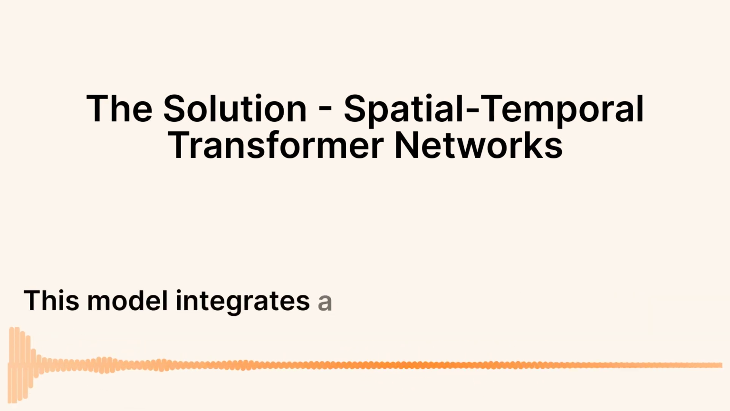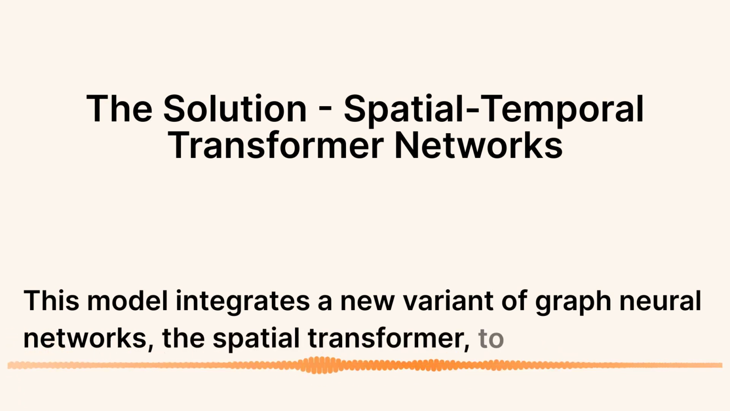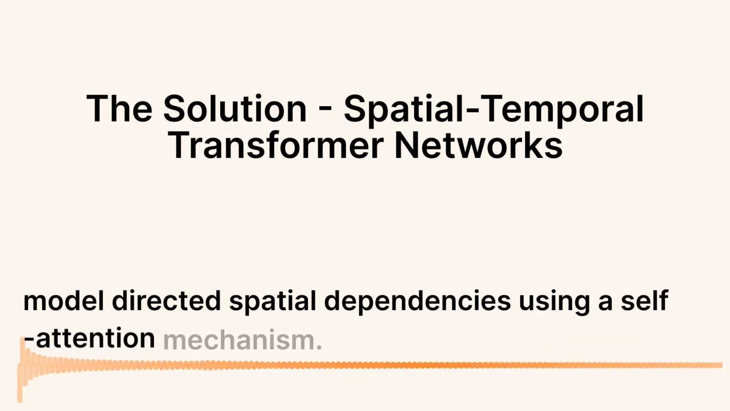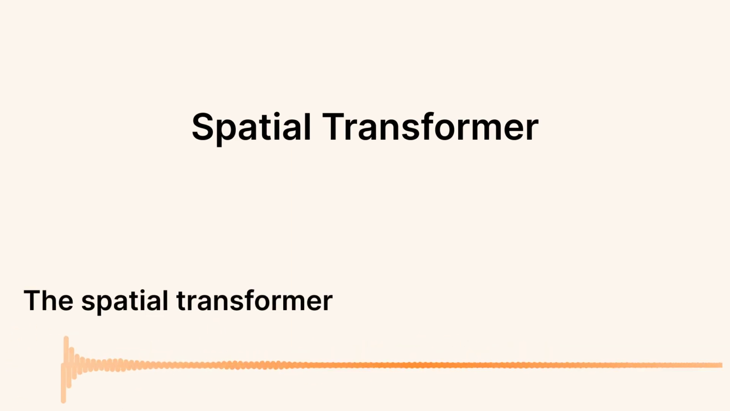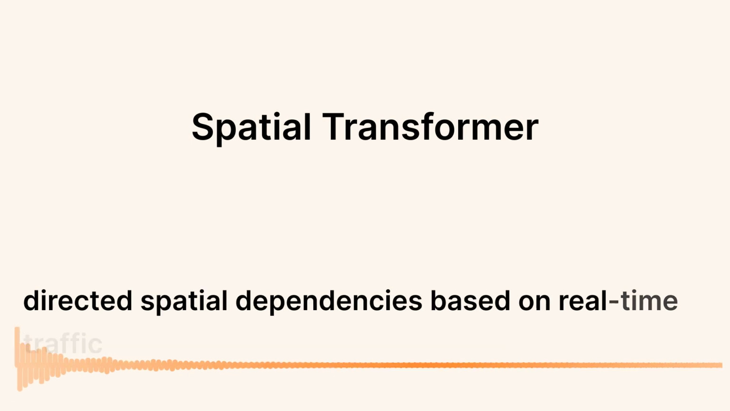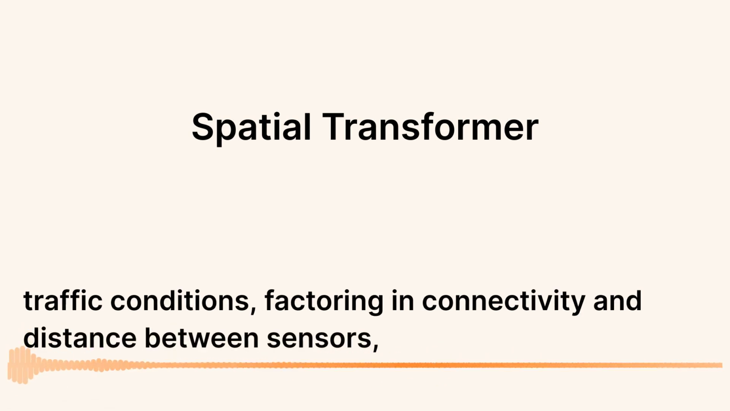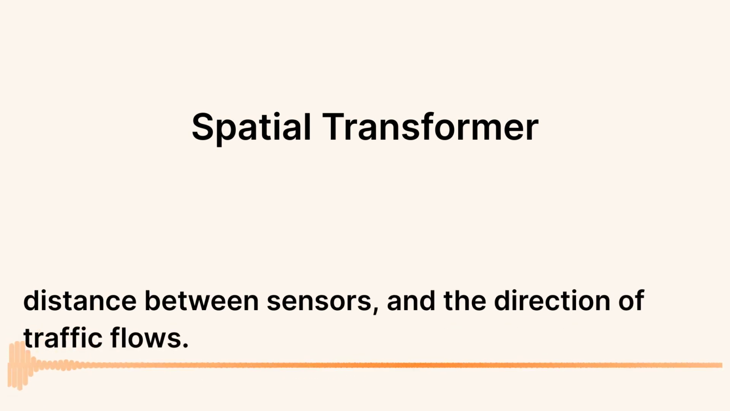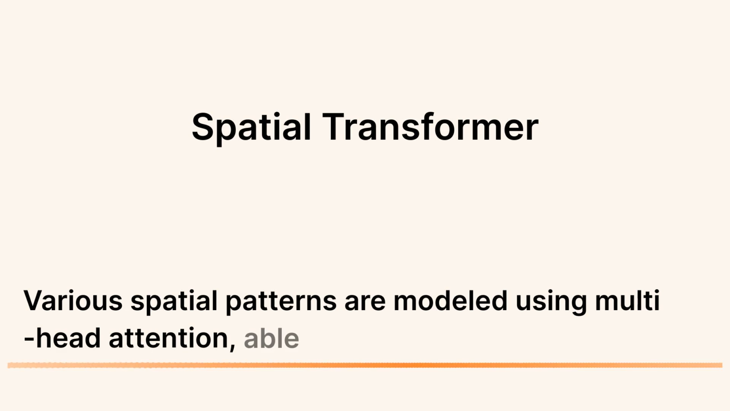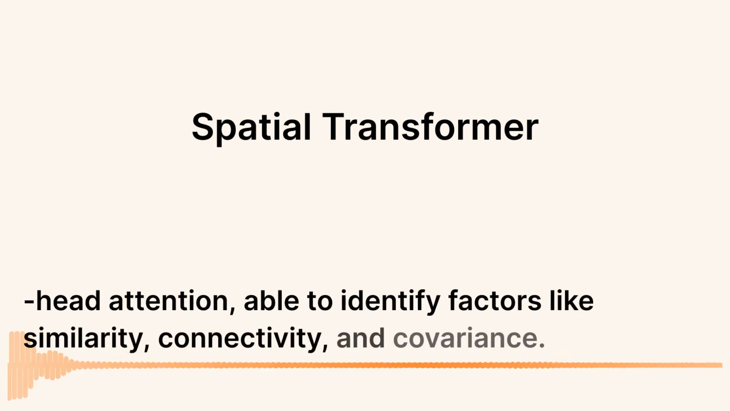This model integrates a new variant of graph neural networks, the spatial transformer, to dynamically model directed spatial dependencies using a self-attention mechanism. The spatial transformer dynamically captures the directed spatial dependencies based on real-time traffic conditions, factoring in connectivity and distance between sensors, and the direction of traffic flows. Various spatial patterns are modeled using multi-head attention, able to identify factors like similarity, connectivity, and covariance.